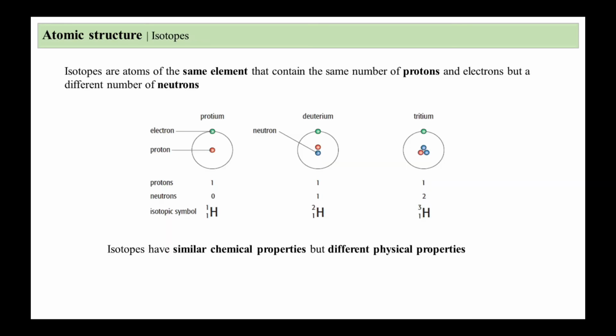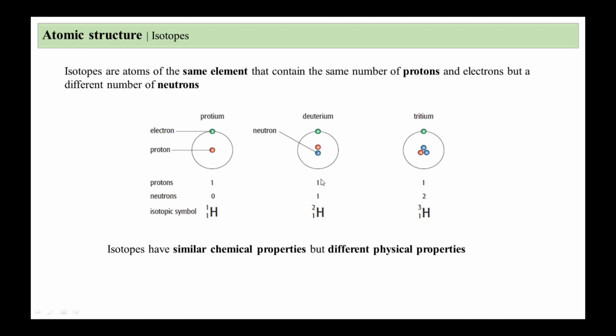Now we'll be talking about the isotopes, and those are atoms of the same element that contain the same number of protons and electrons, but different numbers of neutrons. As you can see here, these are the three isotopes of the element hydrogen. The first one contains one proton and zero neutrons. The second one contains one neutron and one proton, and the third one contains two neutrons and one proton. We can recognize from this image that all of them contain the same number of protons. So this is why they are called isotopes.